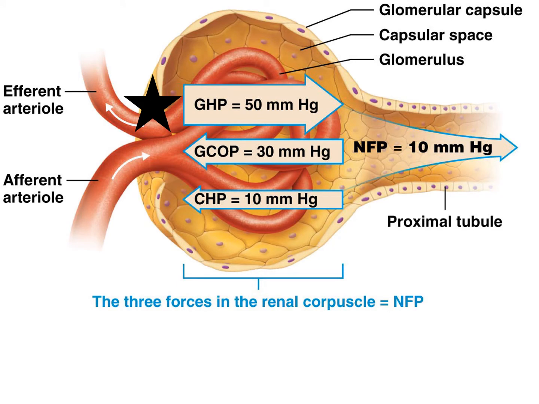Okay, so here's our renal corpuscle, and here's the afferent arteriole that's entering blood into the glomerulus, and the efferent arteriole leaving it. The glomerular hydrostatic pressure is 50 millimeters of mercury, with a big arrow to the right, showing that it's favoring filtration.